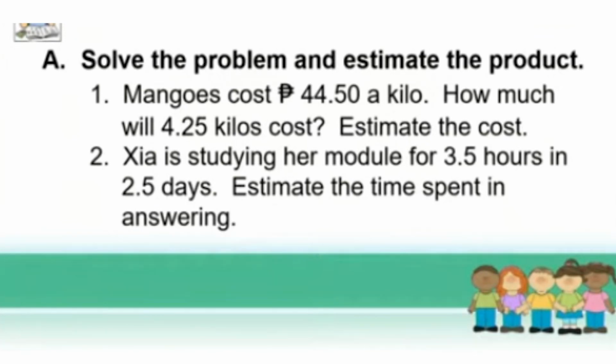For number 2, Sia is studying her module for 3.5 hours in 2.5 days. Estimate the time spent in answering. What is asked? What are the given data? What operation to be used? Always remember, in getting the estimated product, estimate first the multiplicand and the multiplier before you perform the operations.